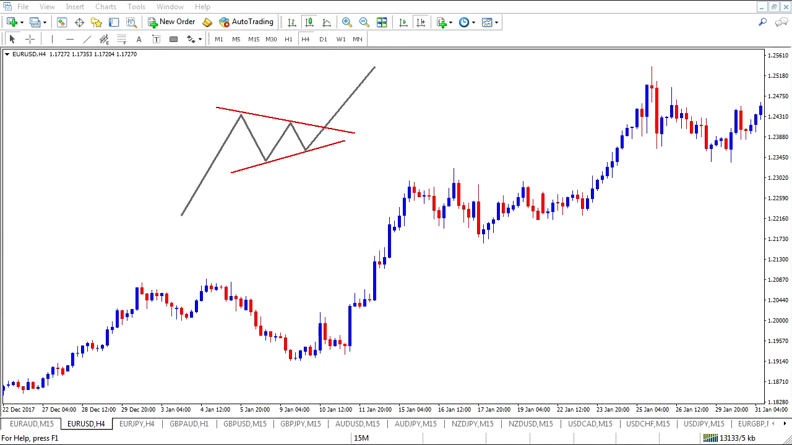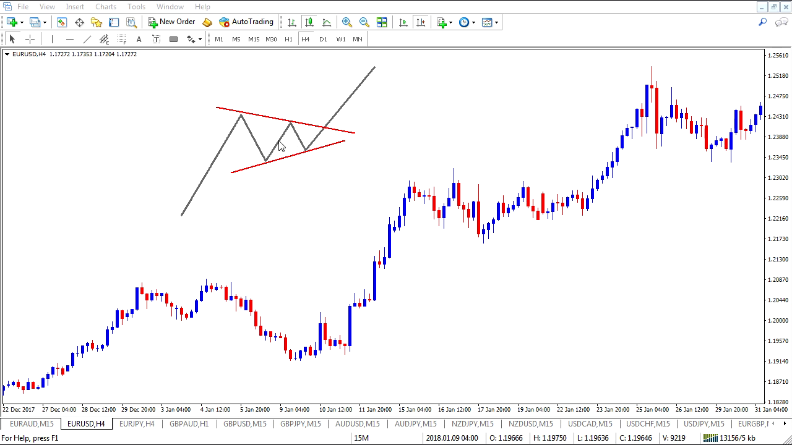Hi there. My name is Russ Horn, and I would like to talk to you today about a chart pattern called a pennant or a symmetrical triangle. Now, a pennant and a symmetrical triangle, the formation itself is identical. What we have is a narrowing of the market.